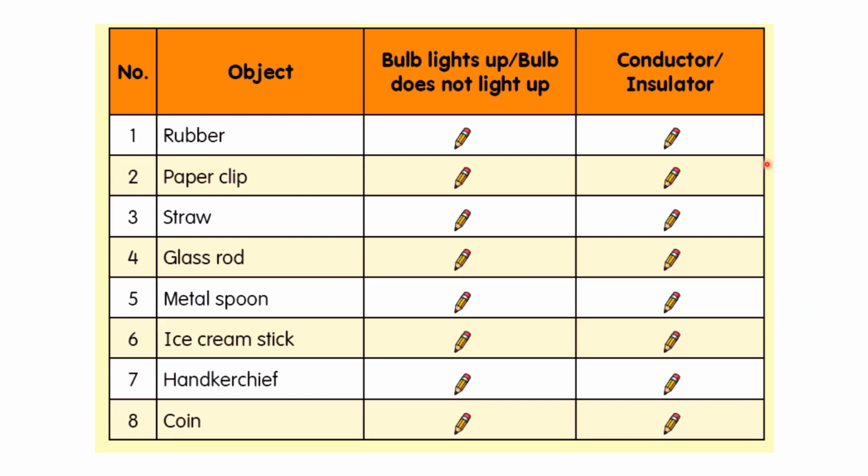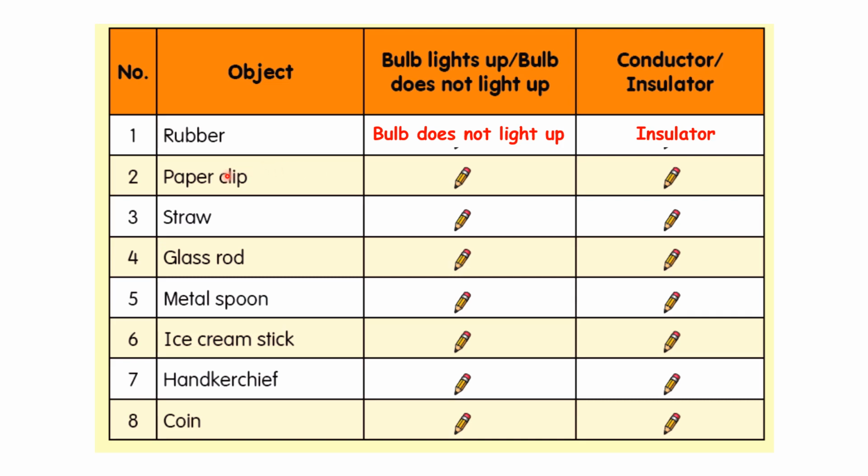Okay, so now we can discuss the answers and complete this table of observation. The first object, rubber. Whether the bulb lights up or does not light up, whether it is a conductor or insulator. Rubber in Malay, getah. Jadi getah tidak dibuat daripada besi. So, the bulb does not light up and this is an insulator.